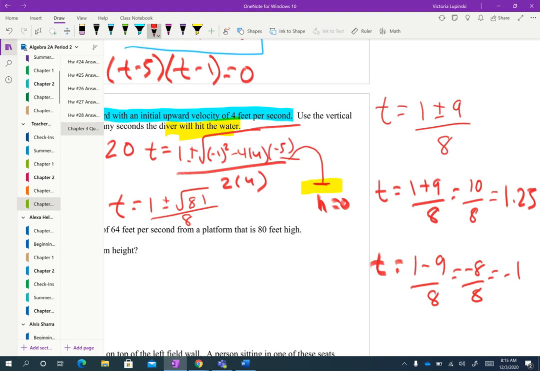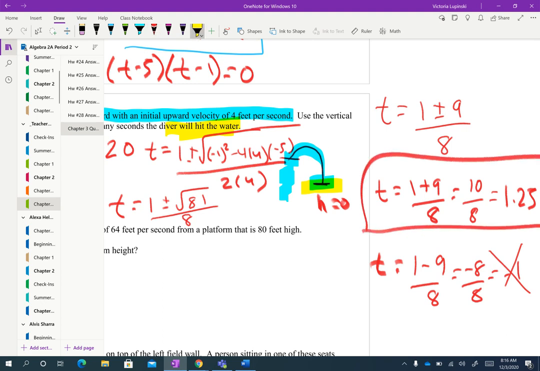So take a look at those 2 answers, one positive, one negative. Because you do not have the full parabola, you only have part of the parabola, the negative answer represents the part of the quadratic that doesn't actually exist. So you're going to reject that answer, which means your only answer here is 1.25. And again, you really should put the unit, so that would be 1.25 seconds.